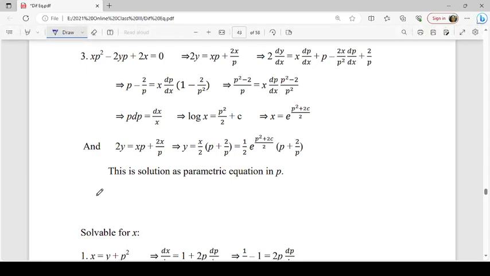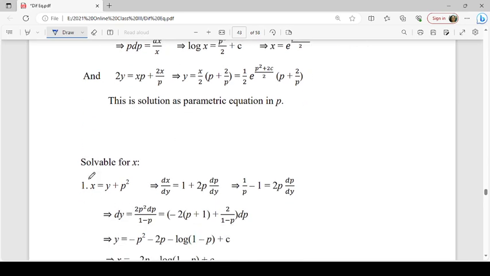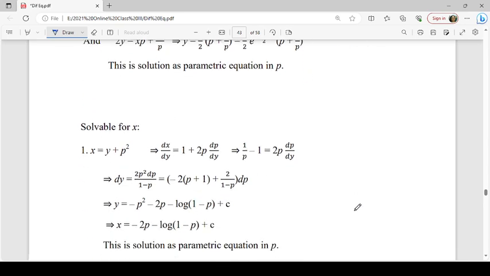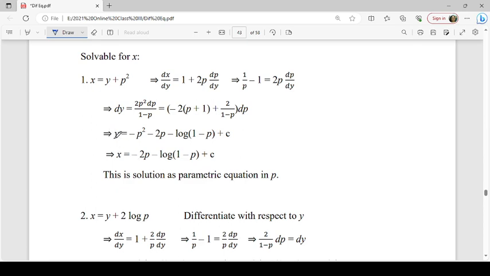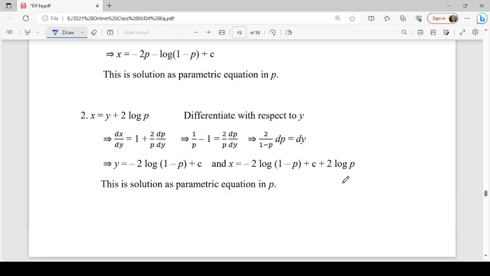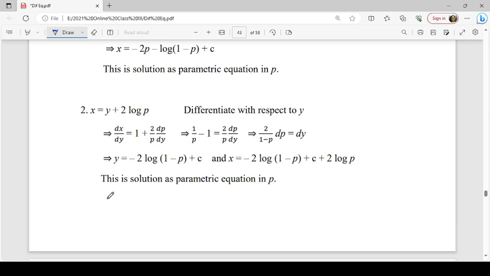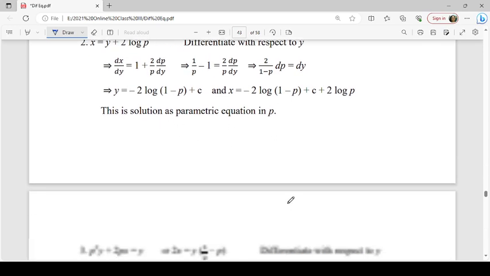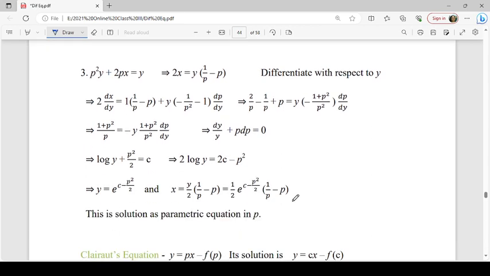So for solvable for y, solvable for x, sometimes it is written as a function of x, left hand side is y. So this we are writing, left hand side is y only, here we write left hand side is x only. Same procedure. So x and y are now functions of p, so they are a parametric equation in p. So we have this solution as this.